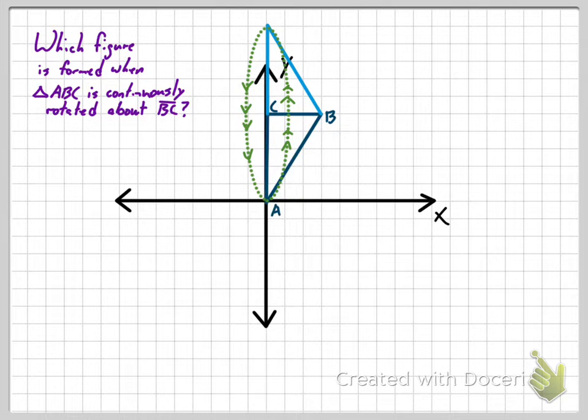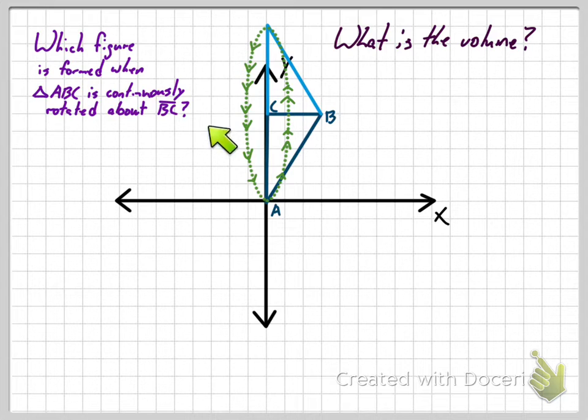So let's take a look at part 2 of this problem. What is the volume? Oh, so what's the volume of this 3D object that's created? So this is a cone. What's the formula for a cone? Well, the volume of a cone is 1/3 pi r squared h.